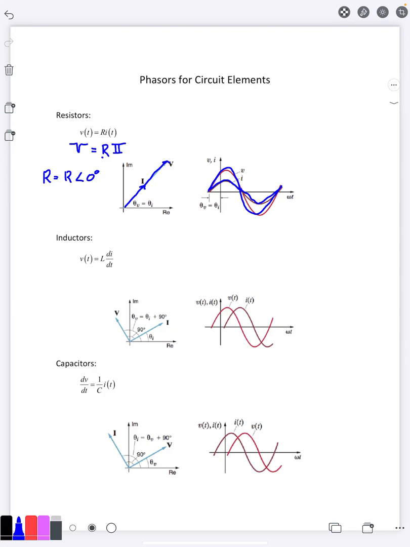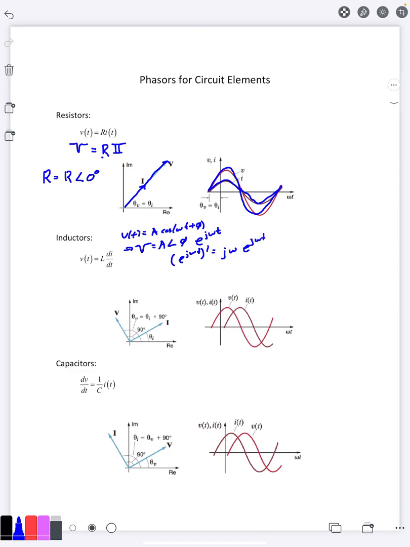In the case of inductors, remember that our functions, either V of t or I of t, are just going to be some constant cosine omega t plus phi. And when we turn those into phasors, we have this A angle phi. But what's really going on here, there's really this kind of hidden e to the j omega t there. And when you take the derivative of something involving e to the j omega t, you're going to multiply by j omega there.